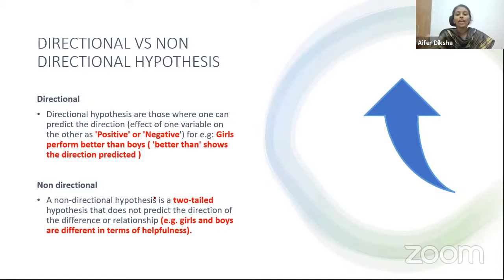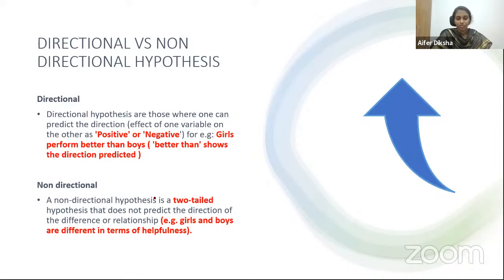Next, we have the non-directional hypothesis. As the name suggests, this type of hypothesis will not tell about any direction. It's also called a two-tailed hypothesis. For example, girls and boys are different in terms of helpfulness. Here we are not telling who is better than the other, or whose helpfulness is more than the other one. We are just telling that there is a difference in the helpfulness behavior. So this is also called a two-tailed hypothesis and will not give any direction regarding the research.